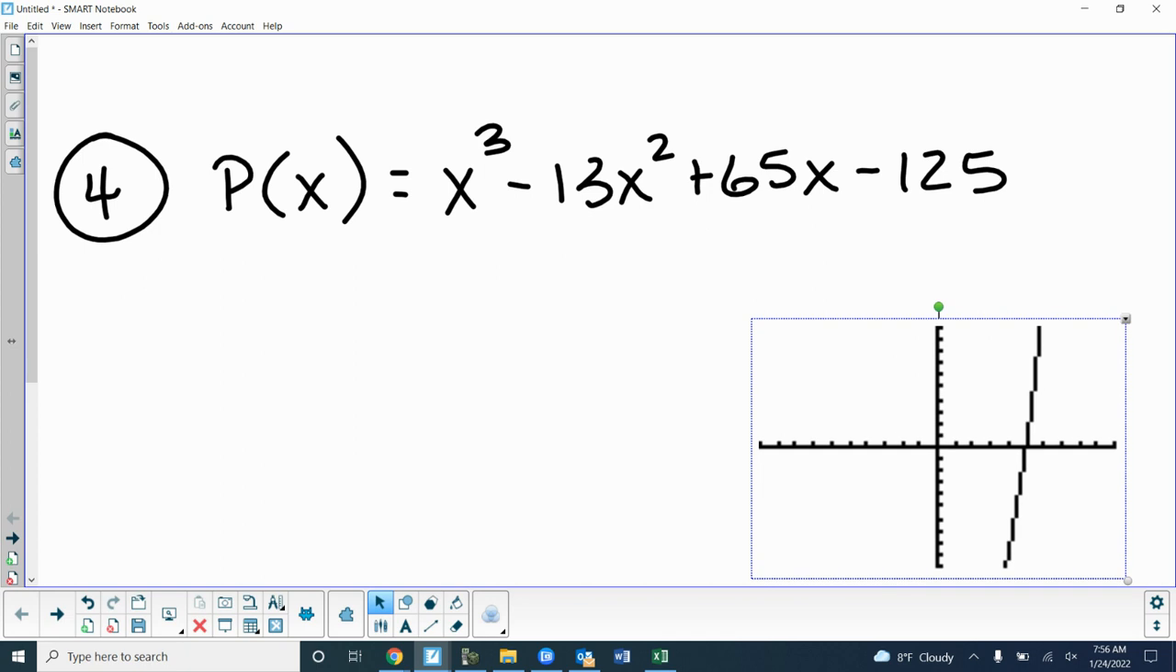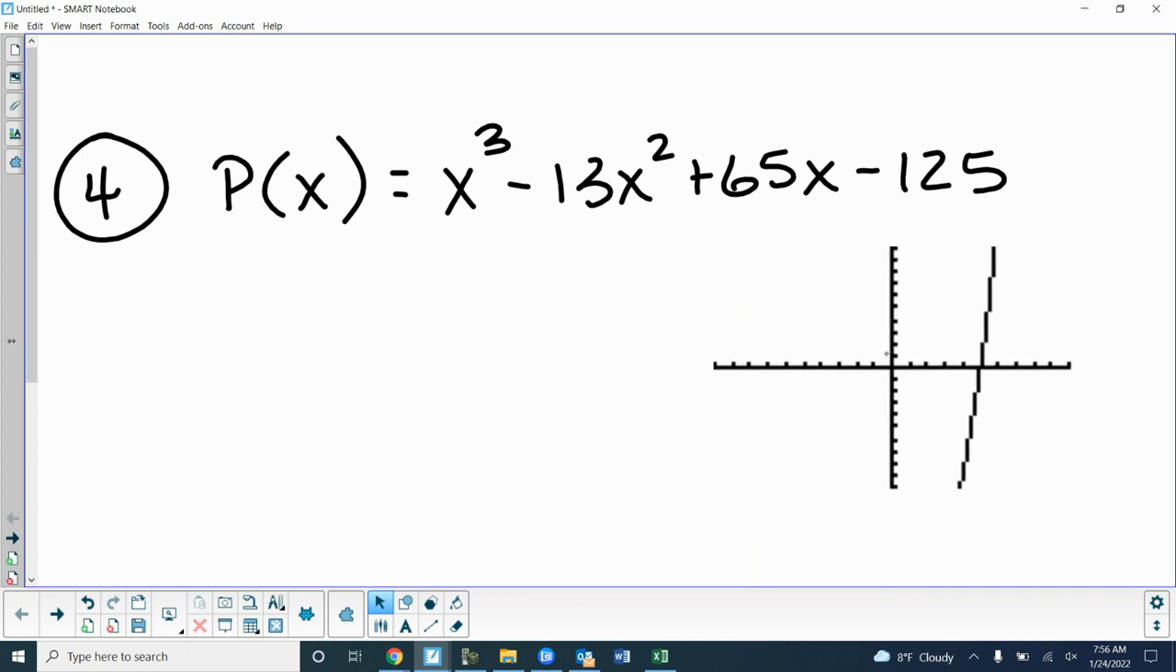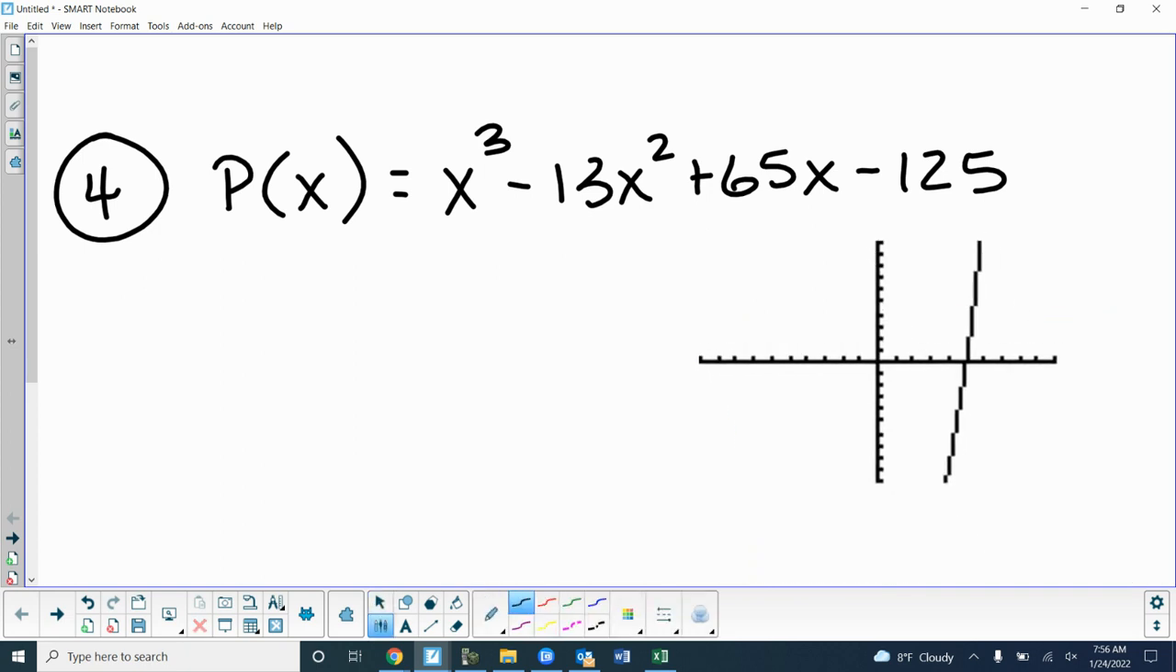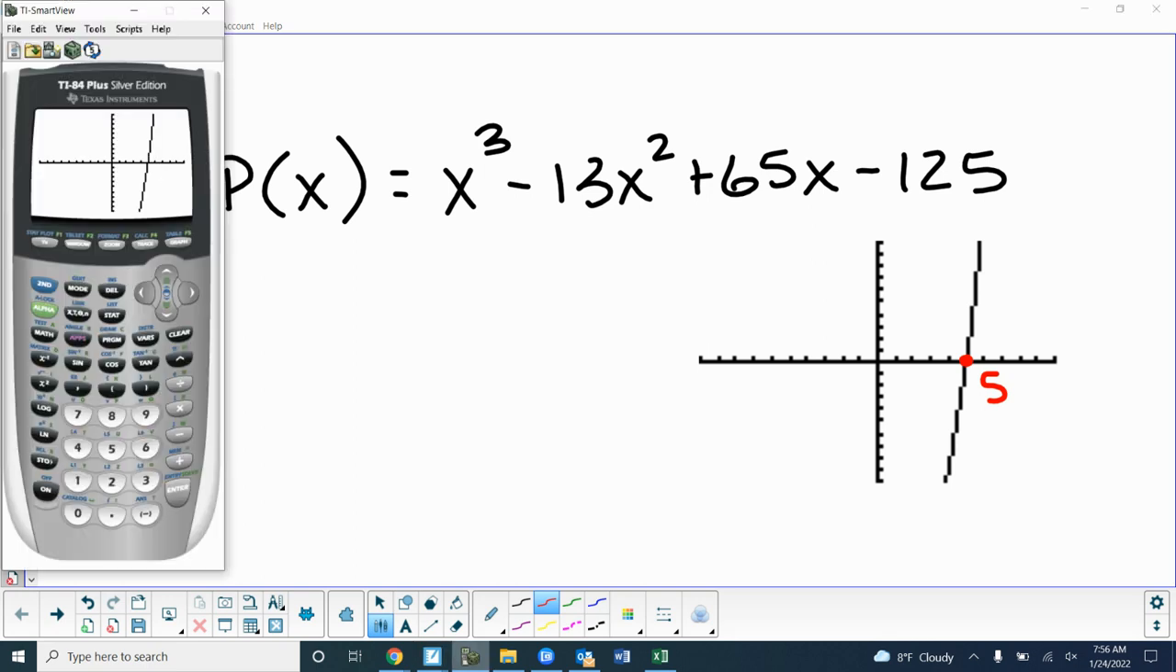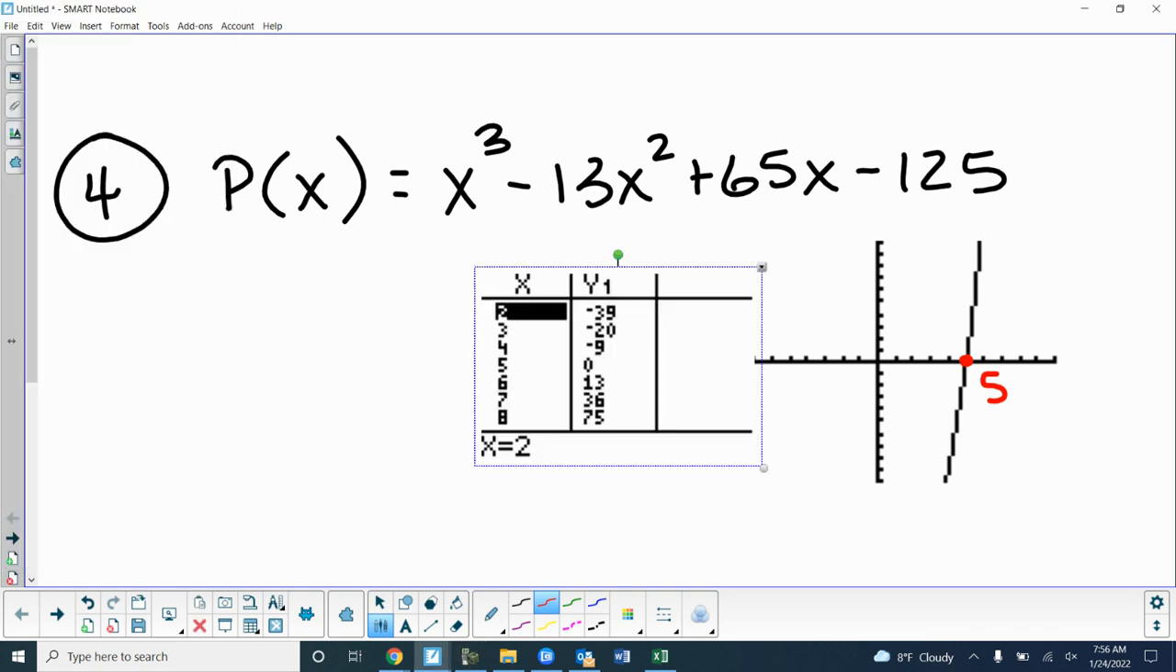Try to make it a little bigger for you. Okay. So it's only showing us 1, the one right here. That looks like 5. And I believe that's right. How do I make sure? Go to your table quick, right? Second graph or table. And if you look at the 5, there's a 0 here, right? 0 for our y's.